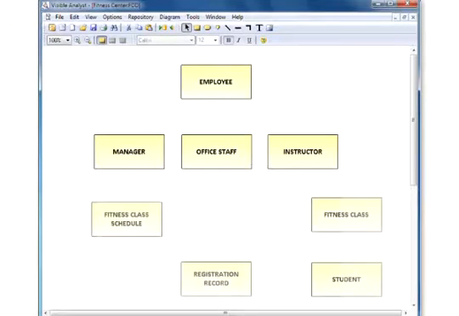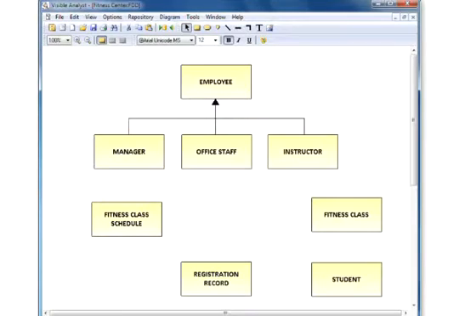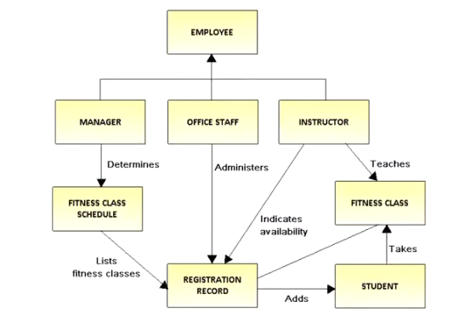Here are the other objects in the fitness center system. With the symbols in place, we can start to add connecting lines. We'll also add descriptive labels. Because they are subclasses, manager, office staff, and instructor will inherit certain attributes and methods of the employee class. Here are the other relationships and labels. And here is the finished diagram. You'll learn how to create more detailed models in another video learning session.